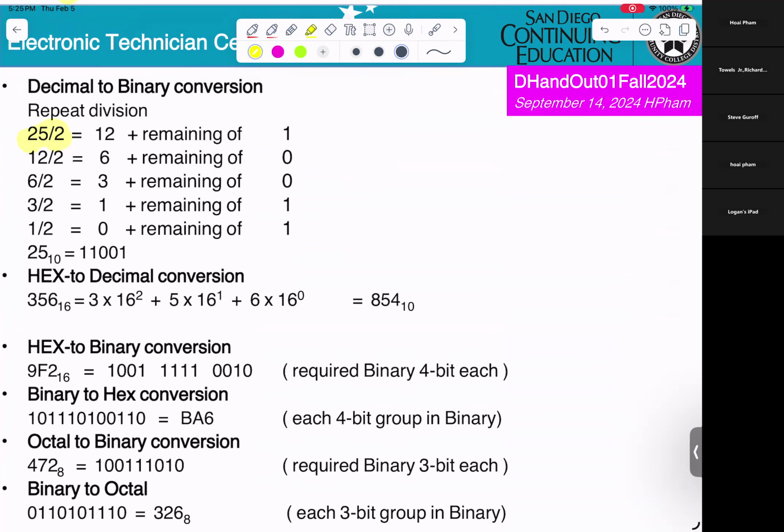Then you get 12 and the remainder is 1. Okay? Take 25 divided by 2. You get 12, remainder 1. Then take 12 and divide by 2 again. You get 6. Remainder will be 0.